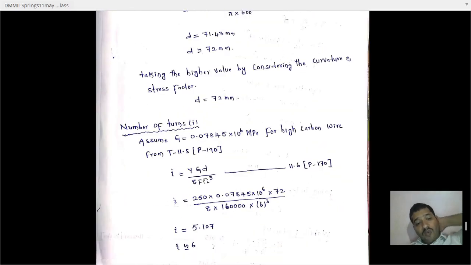After that, we need to find out the number of turns of the coil. For that, we need to assume in this equation G is equal to 0.07845 into 10 power 6 megapascal. 1 megapascal is equal to 1 Newton per mm square. We know this very well for the high carbon wire. So refer to table number 11.5, page number 190. I equals Y, the deflection, into modulus of rigidity, into diameter of the coil, divided by 8 into force into C cubed, C being the spring index. Refer to page number 170, equation number 11.6.